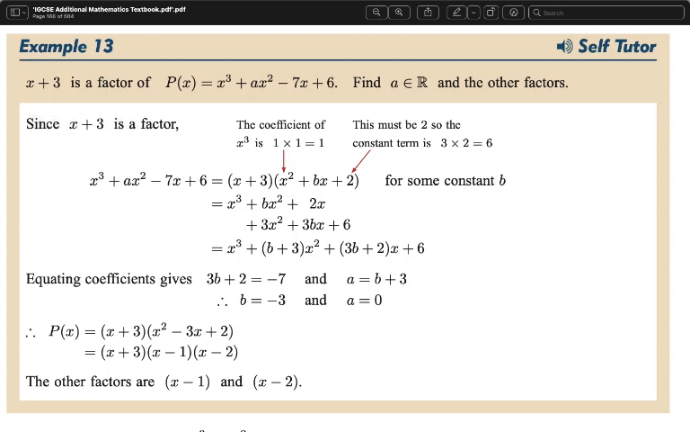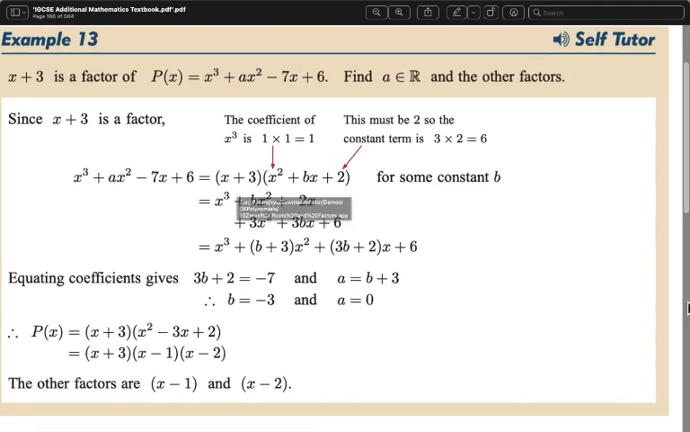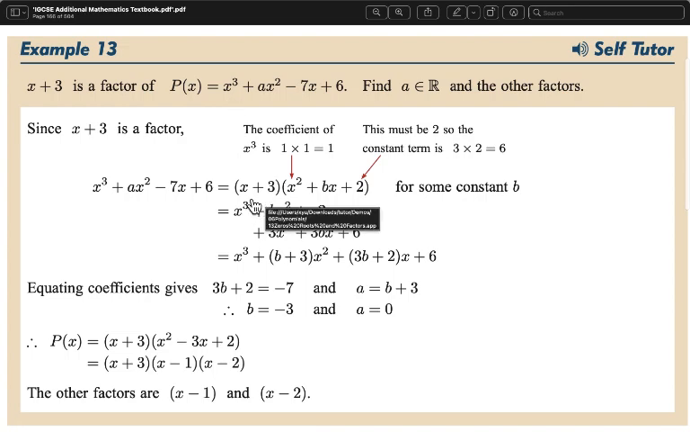So in this case, to obtain ax squared, you need to times bx with the divisor. To break it down: x cubed plus a times the x squared minus 7x plus 6. First of all, you single out the divisor, and then you match with the original function with the highest x power. So x times x squared is needed to obtain x cubed.